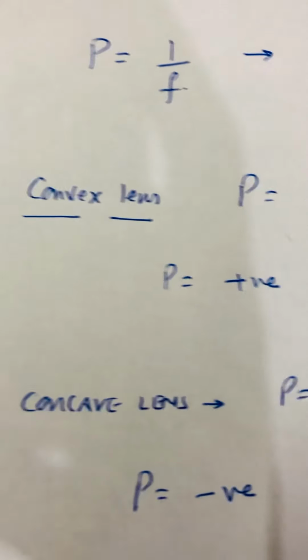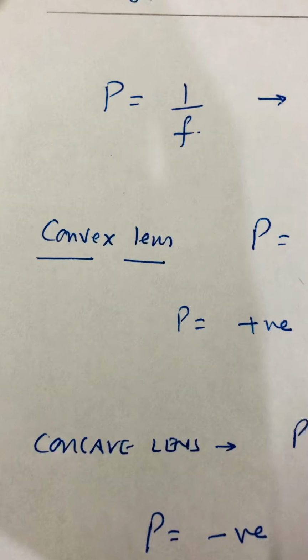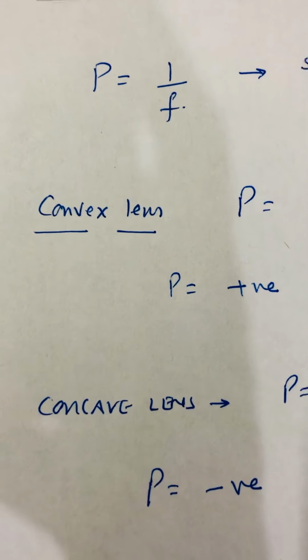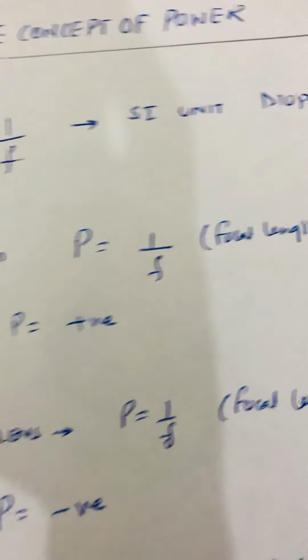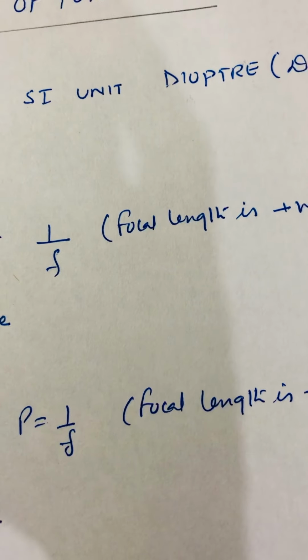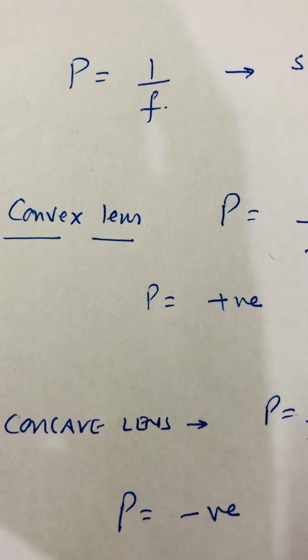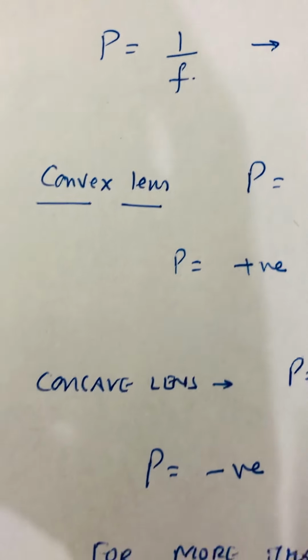If you have to define, one diopter is defined as the power of a lens whose focal length is 1 meter, because diopter is always expressed in terms of meters. You have to take focal length in meters, not in centimeters.